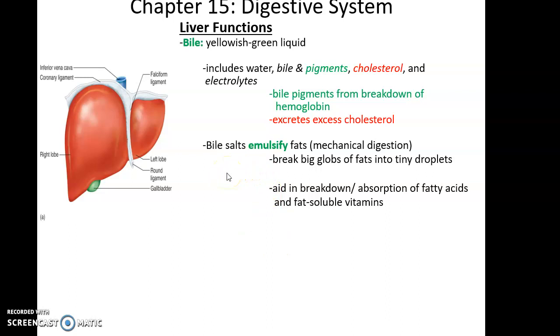And then the important digestive function is that the bile salts help to emulsify fats. So basically, the fats in the chyme, in the food we eat, all clump together into big globs, and the bile salts will break those big globs into tiny little droplets that are easier to expose to lipases, to enzymes to break down the fats, as well as to allow for absorption of the fatty acids. So basically, bile salts act like soap.